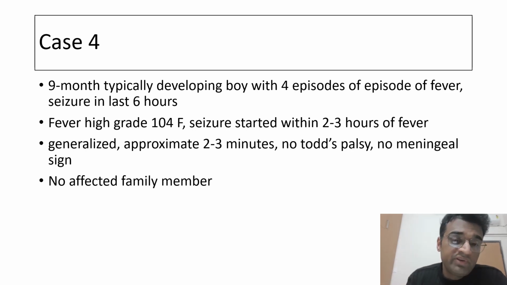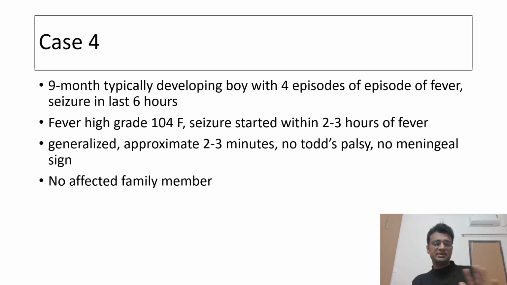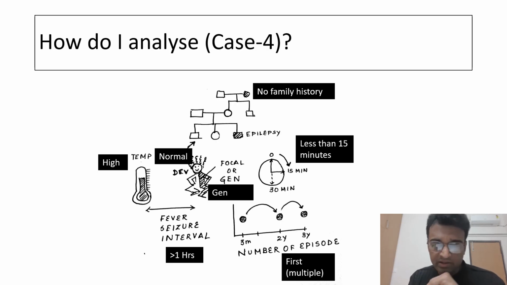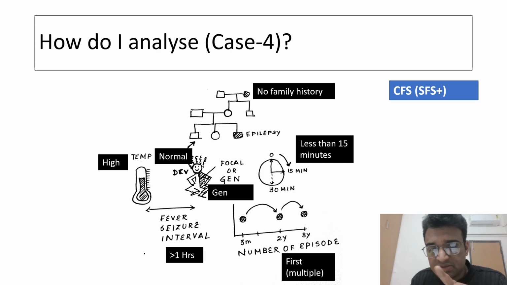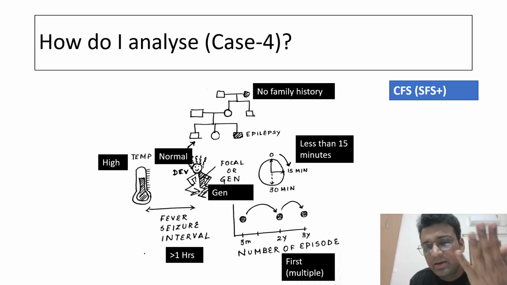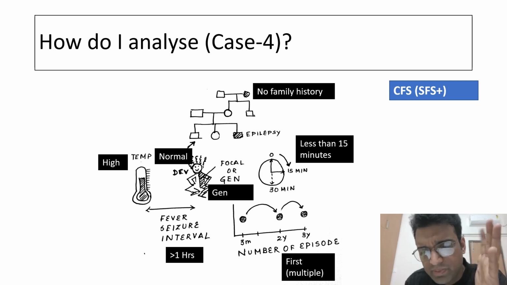Okay. Fever was high grade. The seizure started within 2 to 3 hours of the fever, generalized, 2 to 3 minutes. Same story. Okay, 4 episodes of febrile seizure. But here, the important thing that you are able to see is that there is no family history, less than 40 minutes, first episodes, more than 1 hour, normal development, generalized seizures. It is basically just the only thing that is happening is multiple episodes. So they are often labeled as SFS plus.